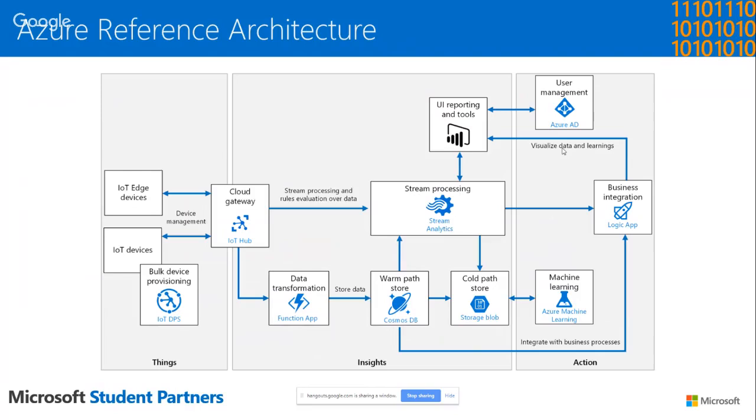In a warm path store, you might use it directly and send it into a UI. But in a cold path store, you might send it into machine learning to be able to deploy a model, gain some more insights, or maybe point out some anomalies. Finally, there are things like user management and business integration that typically you don't do in a prototype because there's no need. At that point, you're proving a concept. You don't need to do those kinds of large-scale applications.